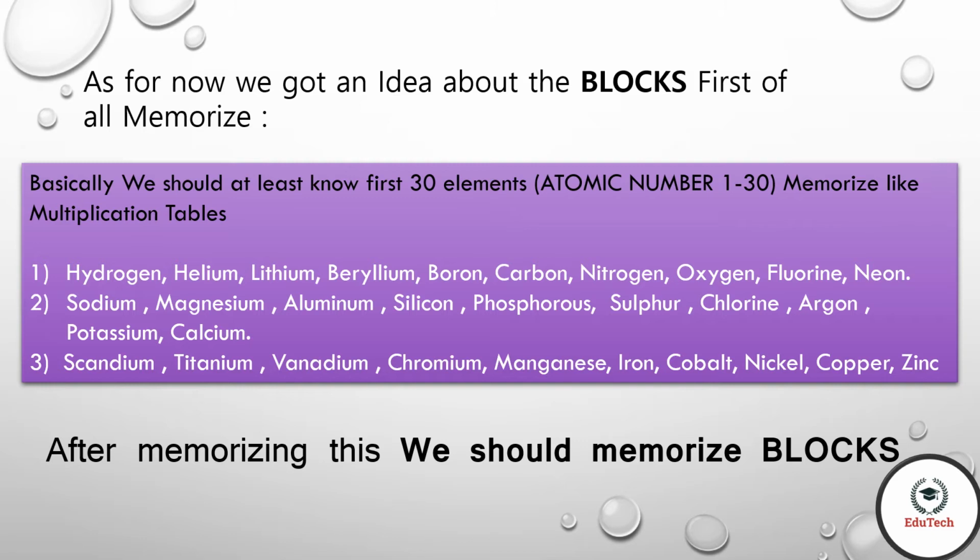After memorizing these, we should memorize blocks. First of all, we should memorize this thoroughly with the symbols and its atomic number. It is a must, because without knowing the symbols, we cannot know the element name, and without the element name, we cannot identify the elements.